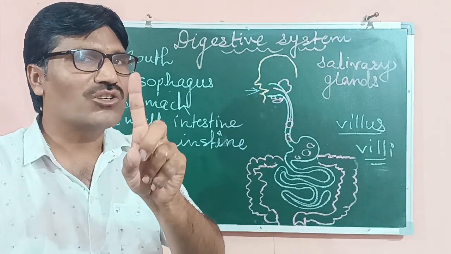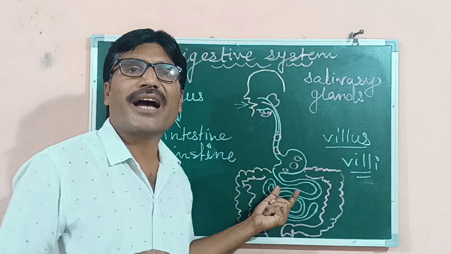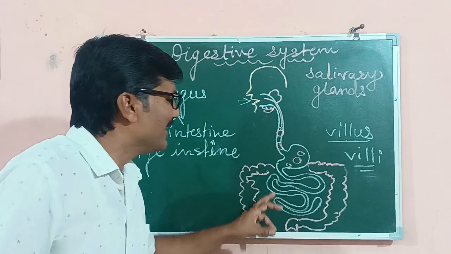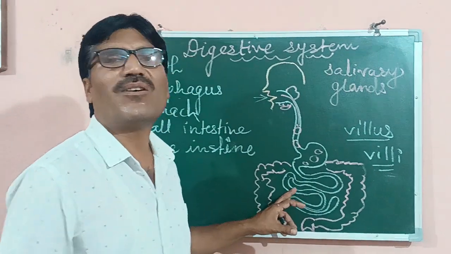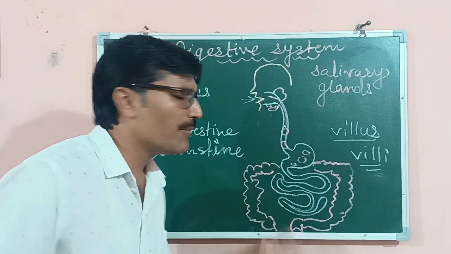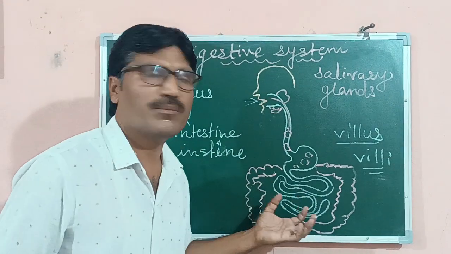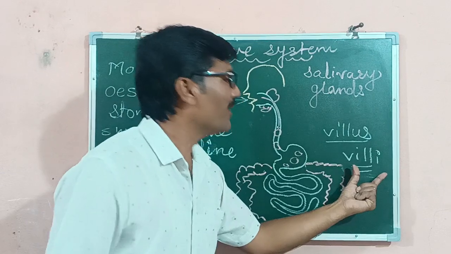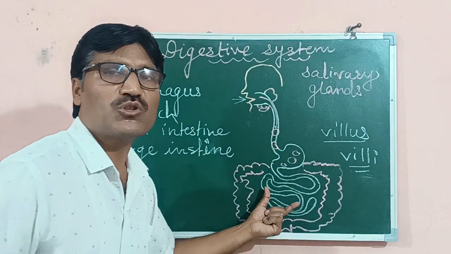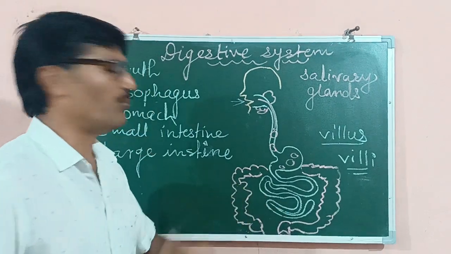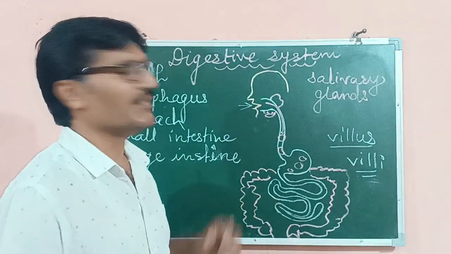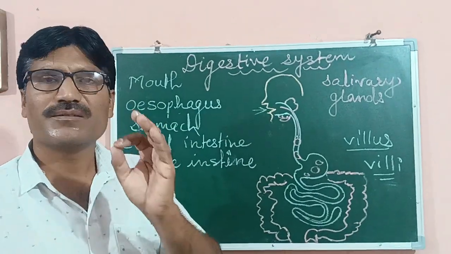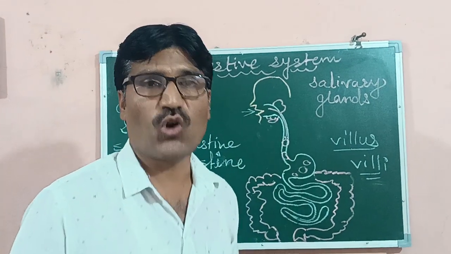They are finger-like structures and they absorb the well-digested, properly digested food into the blood, and the blood vessels inside our small intestine absorb it. The small intestine, with the help of innumerable villi, absorbs the nutrients into the blood, and that blood is present in our body. Near about 5.5 liters of blood is present in our body.